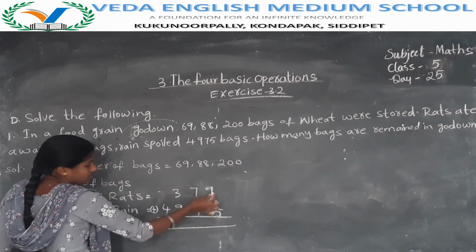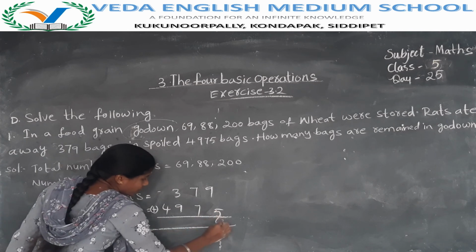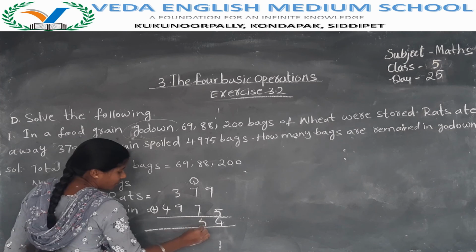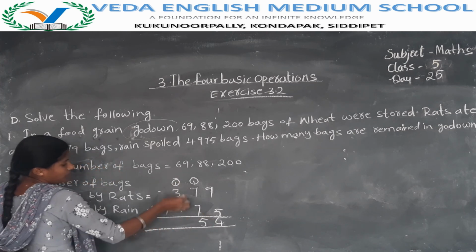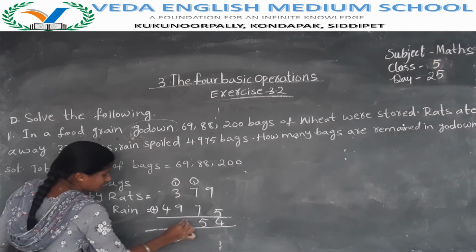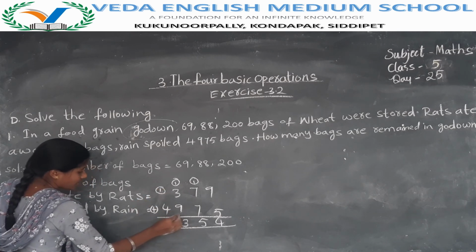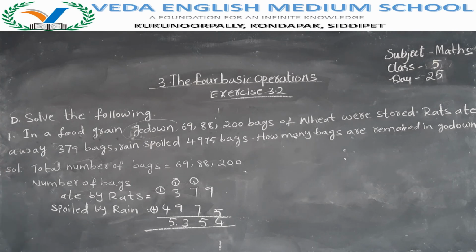Right. 9 plus 5, 14. 4 you have to write here, 1 becomes carry. 7 plus 7, 14, 14 plus 1, 15. 5 you have to write here, 1 becomes carry. 9 plus 1, 10, 10 plus 3, 13. 3 you have to write here, 1 becomes carry. 4 plus 1, 5. Now 5354 bags were spoiled.